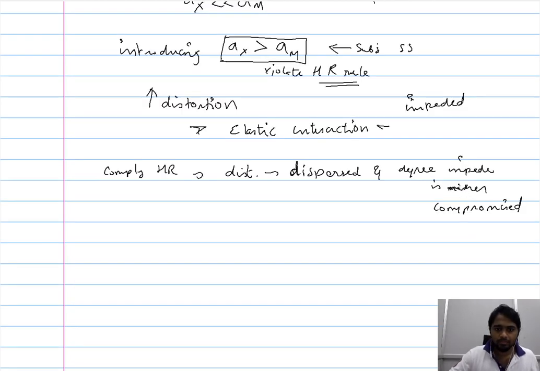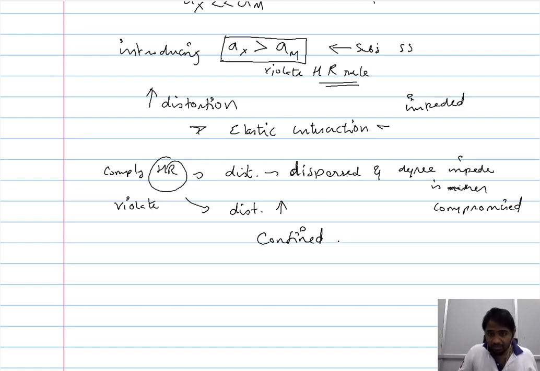However, when you violate the Hume rule, then your distortion is increased and confined. And in that case, the amount to which you impede your dislocation will be higher. So therefore, it is better to violate the Hume rule and to have a small amount of solubility of your solute than to comply with the Hume rule and to have a significant amount of solubility and corresponding distortion.